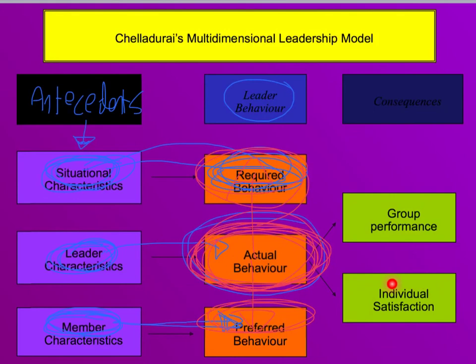Now, it could be that you get one without the other. It could be that we match the required behaviour and that might impact well on group performance, but maybe the preferred behaviour wasn't there, and maybe the individuals aren't as satisfied with the leader behaviour because it wasn't done in a way that they wanted. But basically we're looking at those two things being matched from this actual behaviour. Does it match the required behaviour? Does it match the preferred behaviour? If it does, performance and satisfaction are improved. If it doesn't, then performance and satisfaction will go down. And that is the key point around the Chelladurai model.